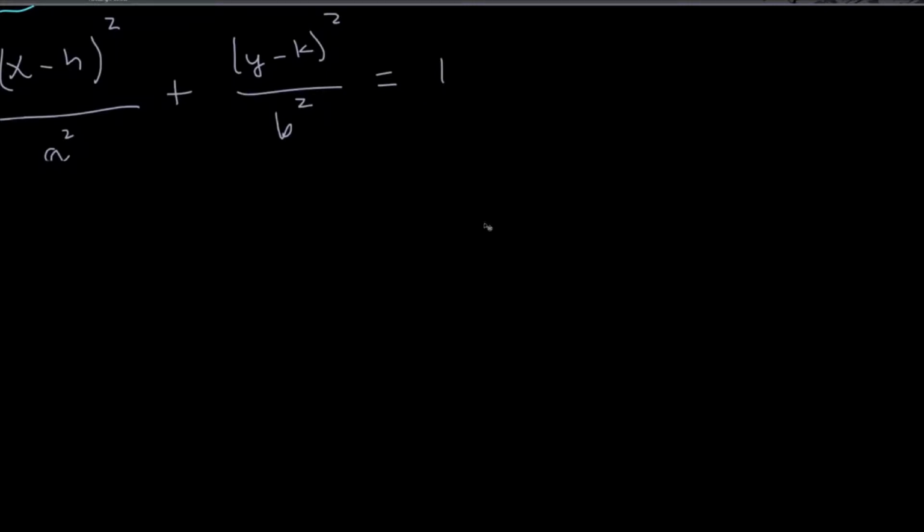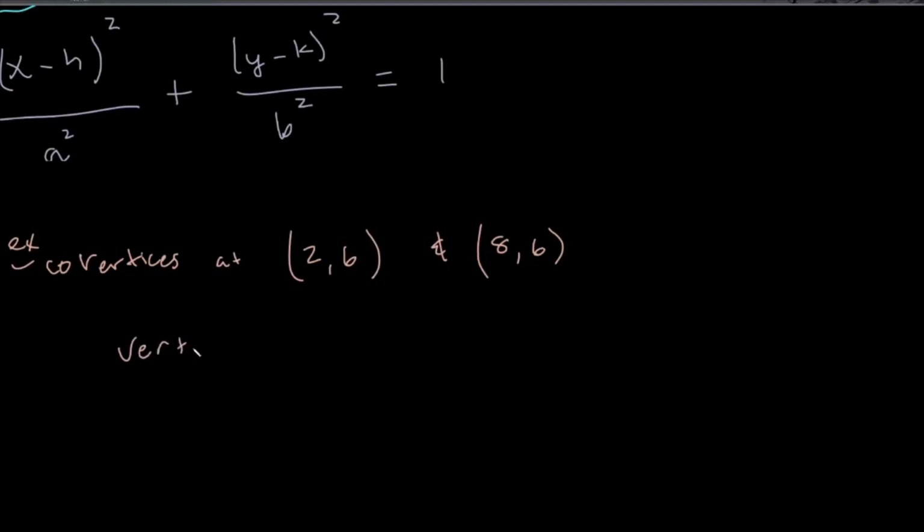So I'm going to give you an example problem. So please find the equation if, let's say, vertices at (2, 6) and (8, 6), and also, let me make these the co-vertices, and I'll also give you a vertex at (5, 13). So find the equation.